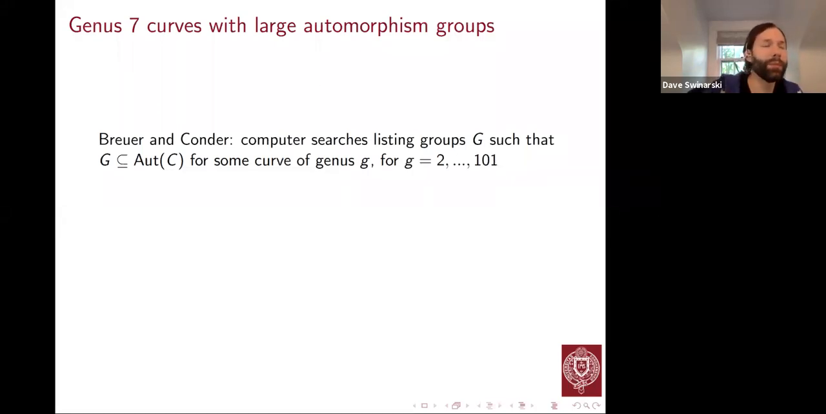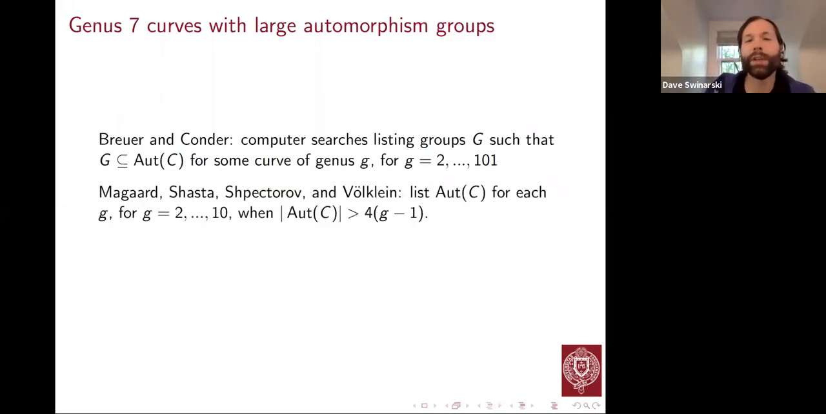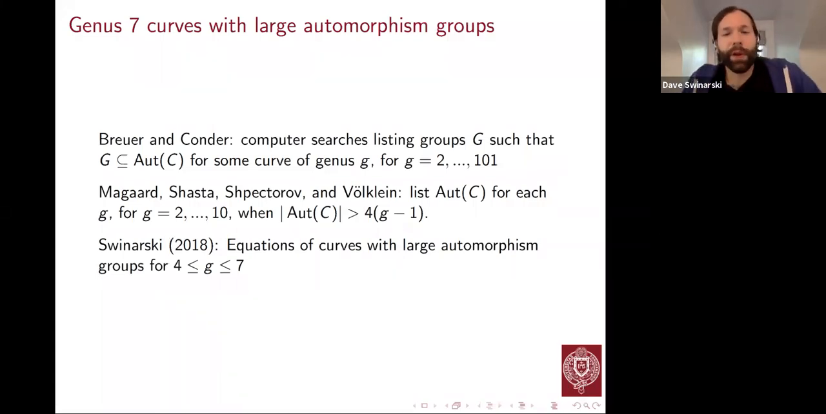Breuer and Conder produce massive lists where they give you not only the automorphism groups, but all of the subgroups of those automorphism groups. Magaard, Shaska, Shpectorov, and Völklein give you a more refined list. They only go up to genus 10, but they'll tell you what the full automorphism groups of your curves are. And I think both lists are working in the case where we assume that the automorphism group is large relative to the genus. And here large means greater than 4 times g minus 1. A few years ago in a paper, I actually found equations of all the curves on Magaard, Shaska, Shpectorov, and Völklein's list going up to genus 7.